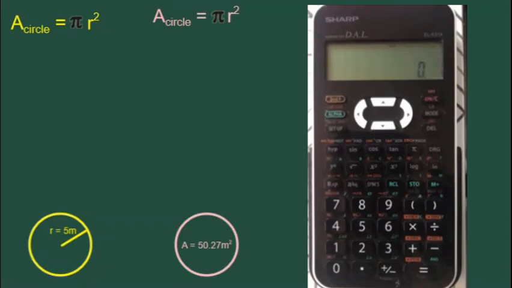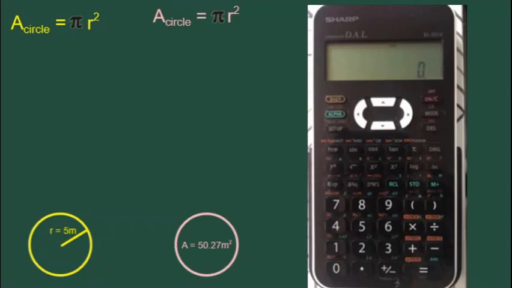For example, the square root key may be labeled as a root symbol with an X inside of it. But all scientific calculators have these keys. When the area is the unknown, we must square the radius, so we need the x squared key. In my example on the left, the area is the unknown, and we know that the radius is 5 meters.